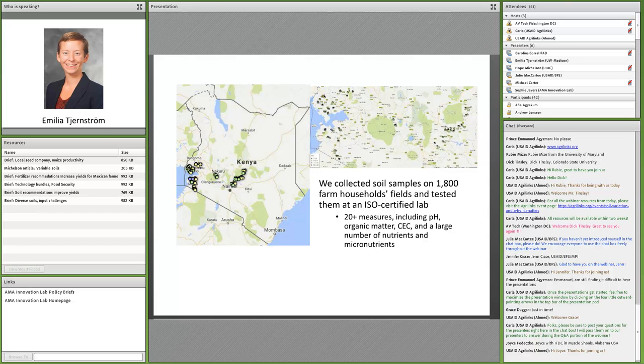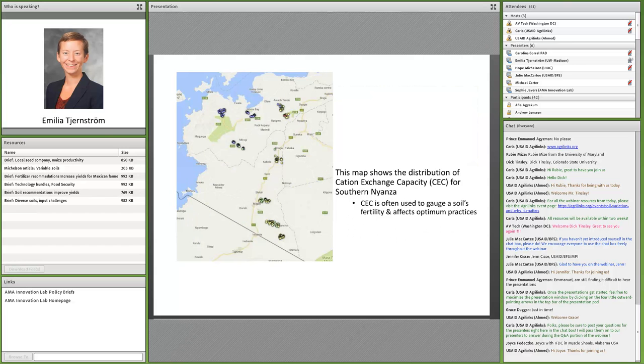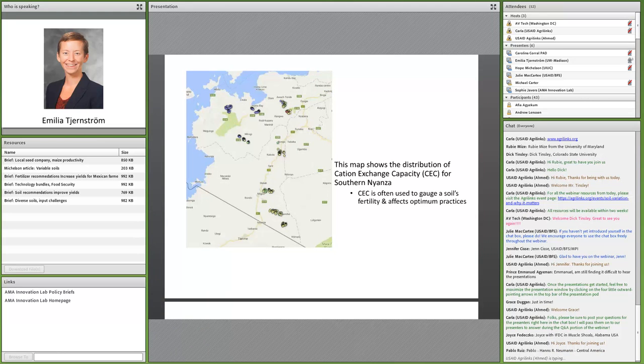And we obtained over 20 different measures, ranging from pH, organic matter, a bunch of different nutrients and micronutrients, and the cation exchange capacity, which I'll come back to in a second. So as you can see, we have a pretty broad geographical spread in our sample, but for the sake of comparison, let me zoom in to South Nyanza again, roughly. This map here shows the GPS locations of our different households in this area and shows a distribution of cation exchange capacity. It's often used as a measure to gauge a soil's fertility.